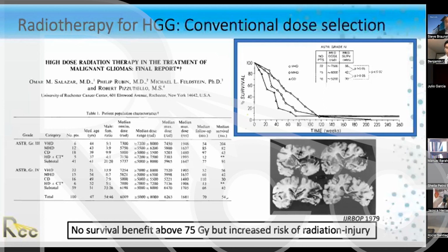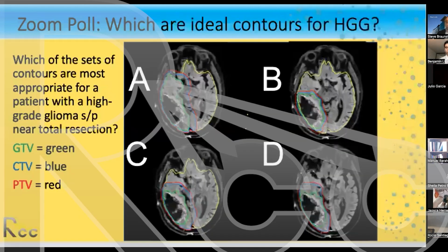So with regard to the actual target delineation, I have a quick Zoom poll before I speak about this. So here's a Zoom poll, and I would ask the group, and again, I apologize that the contours are relatively small in size, but for a given patient here who has a high-grade glioma, I would ask the group which set of contours may be most appropriate for a patient that had, as you see in this right temporal region, a near total resection.